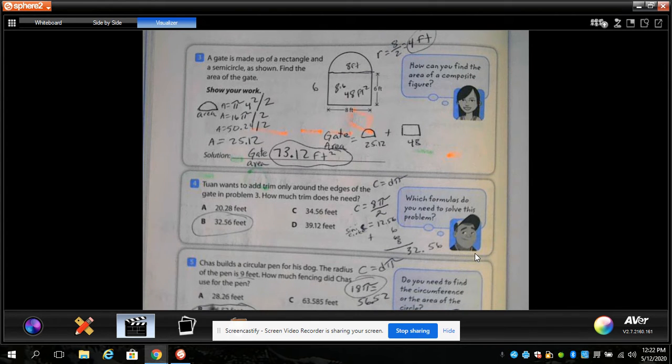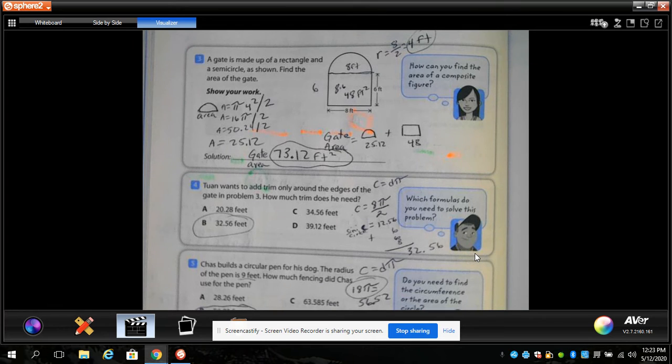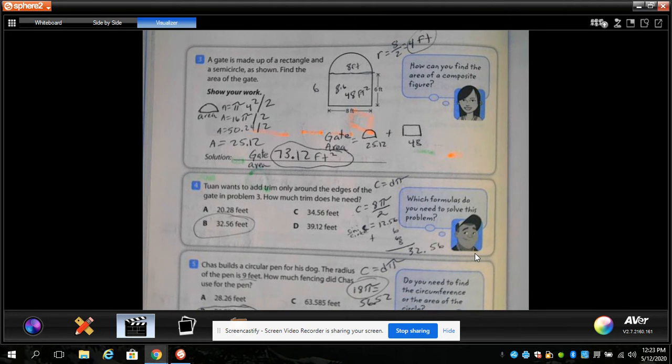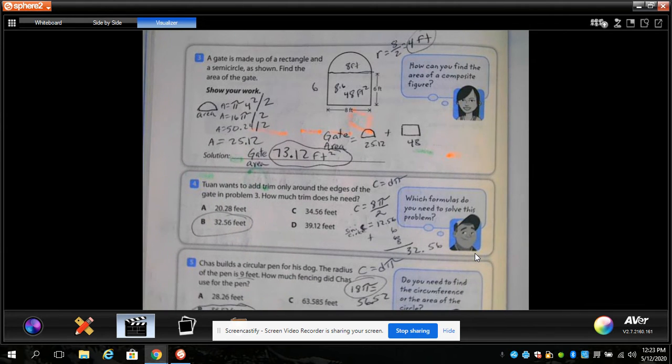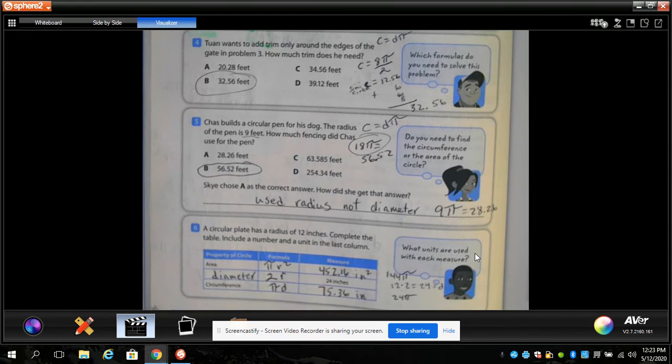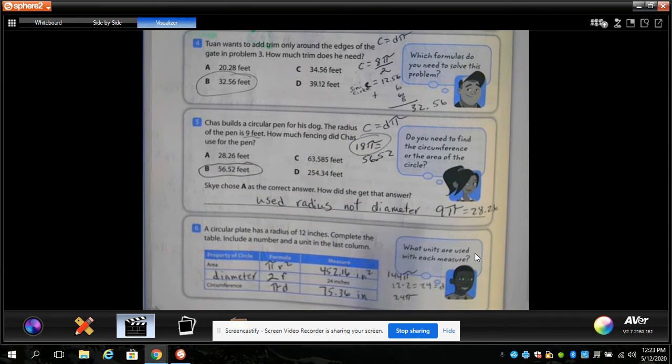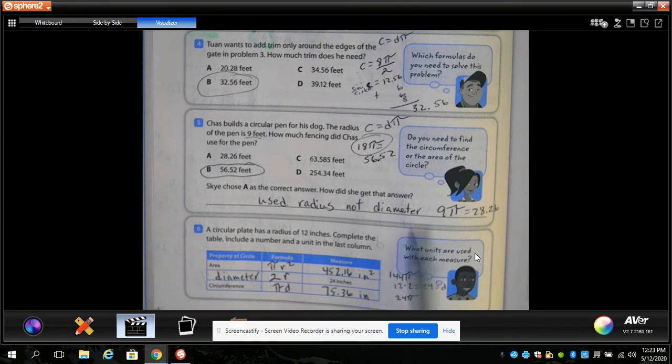Now, if you got 28.26 for an answer here, this is the real common mistake, and this is why they're showing it. People just use the radius instead of the diameter. So that would be 9 pi to get the 28.26, which would be wrong. And you can see here, they used the radius and not the diameter.